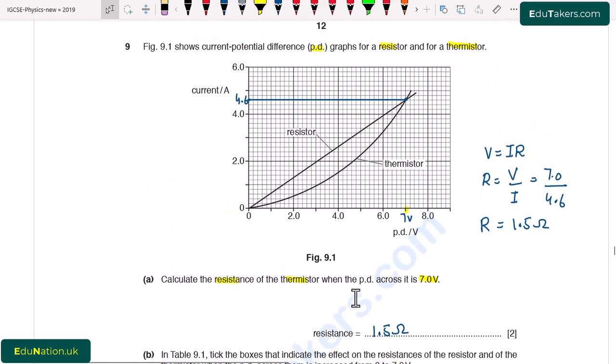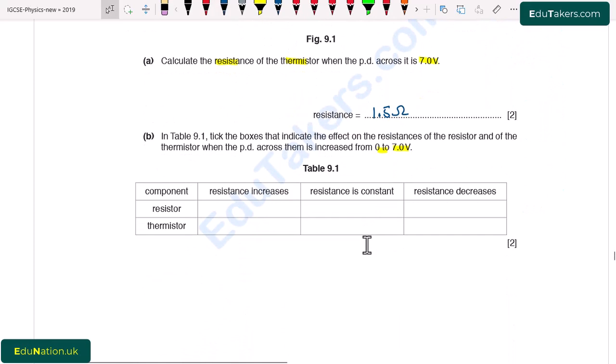So going back to the diagram, here we can see that this line is for resistor and it is a straight line. Using this relation, we can say that the potential difference varies directly with the current, and here R is a constant, that is resistance. So this straight line shows that the resistance of resistor remains the same. It does not change when potential difference changes. So I tick here that the resistance of resistor remains same.